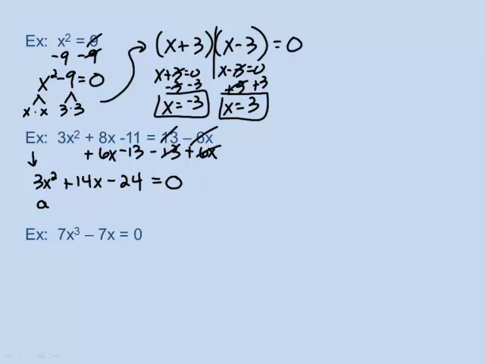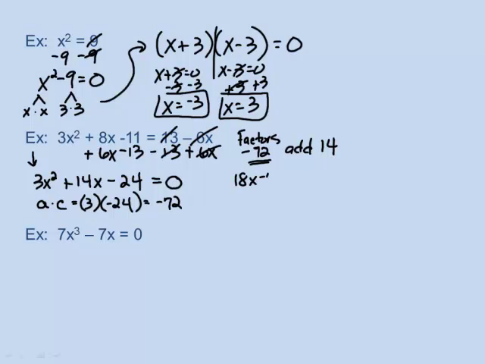We're going to multiply our first term, or our a value, times our last term. So that would be a positive 3 times a negative 24, and that product gives us negative 72. Now we're interested in factors of negative 72 that when we add them give us our middle term, which is a positive 14. And those two factors are 18 and negative 4. 18 times negative 4 is negative 72. 18 plus negative 4 is a positive 14.